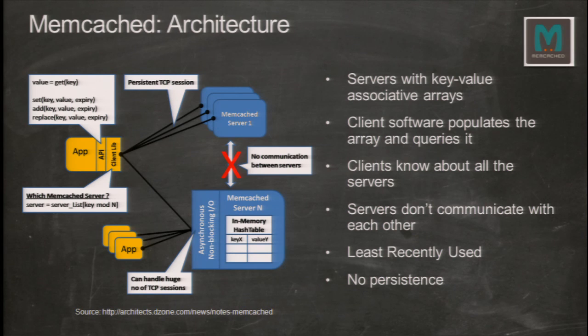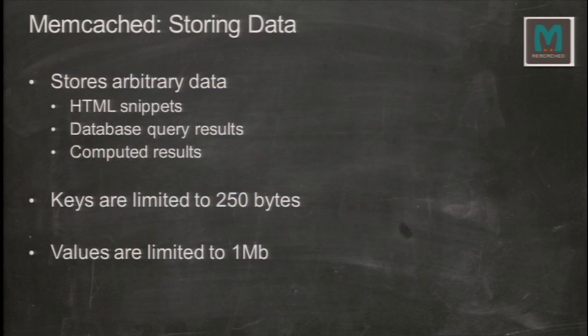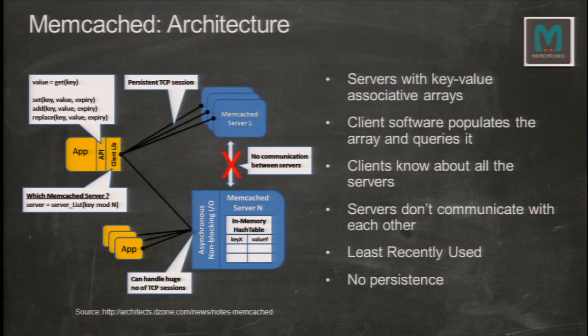And then within each server, the cache is an associative key value array. And you can store arbitrary data in the cache, but essentially it's just a simple lookup table. And the other part to remember is that by default, Memcached is least recently used, so the information ages out of the cache, and there's no persistence in the system. You have to just assume that that data can go away if the cache does, and have it persisted elsewhere.